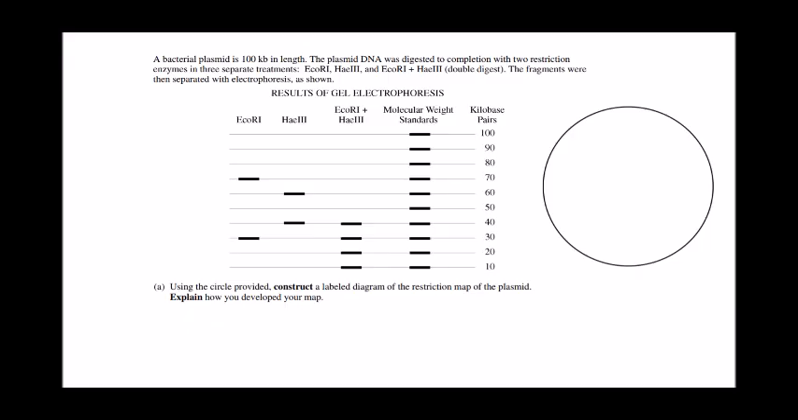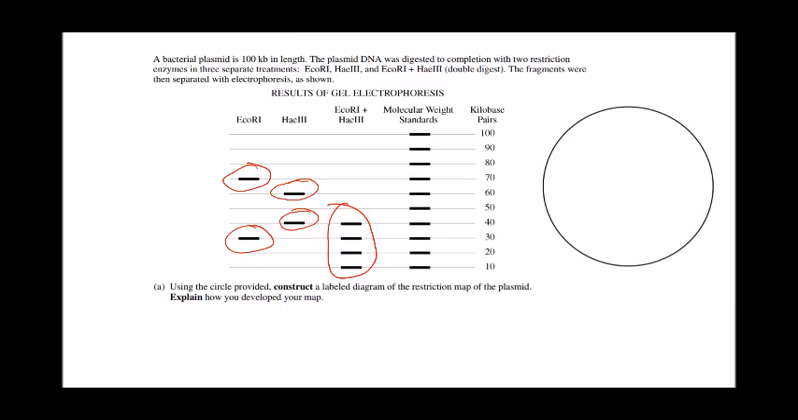So when the plasmid is digested with just EcoR1, we get 2 fragments, 1 at 70 kilobase pairs in length and 1 at 30. When we use just HIND3, we get a 60 fragment and a 40 kilobase pair fragment. And then when we use both at the same time, we get 4 fragments. So what we want to do is use those patterns to come up with a restriction map. Again, some of this is trial and error. You have to figure out how the pattern works.